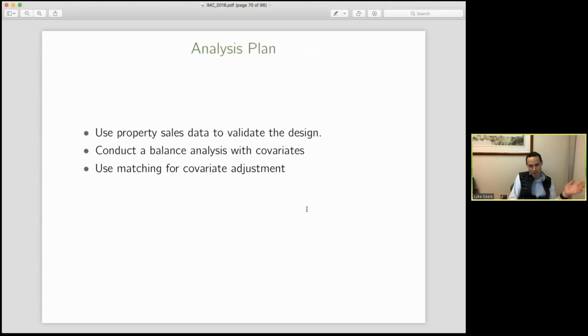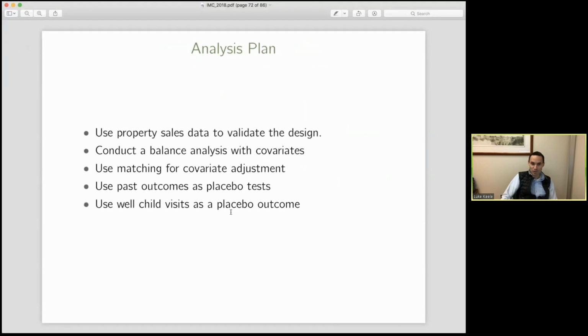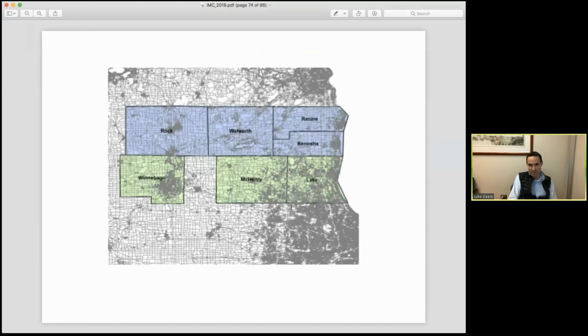Later on, I'll show you they're not that simple. So we're going to do some geographic matching that we came up with to control for the covariates. And then we're going to use past outcomes as a placebo test. Strictly speaking, if these people are truly comparable, we should find that before the copays went into effect, if they're really similar, their past healthcare utilization should also be similar. We can also use well-child visits as another placebo outcome because there was no copay added to that, so we should find no treatment effect on well-child visits as well. And we're going to do this with this geographically matched data.